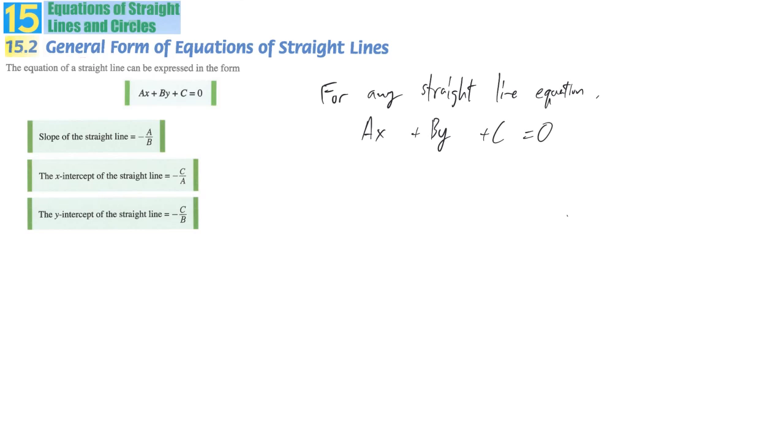This video is to prove this kind of formulas. How come we have this kind of formula? First we are going to consider the x-intercept, and then we are going to consider the y-intercept. Because we have 2 points here, we can find out the slope. Finally, we test whether the slope is negative a divided by b.